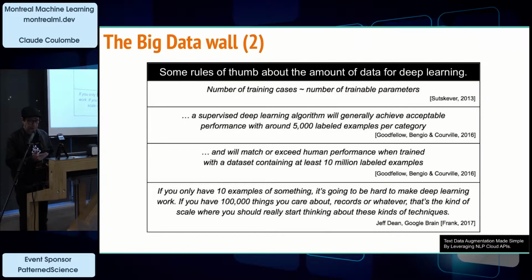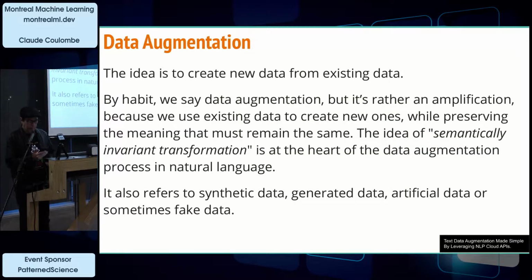To get across this big data wall, many solutions exist. The most popular one is transfer learning, but we still need a large amount of specific data to train for a specific task. That's where data augmentation can come to help. By habit, we say data augmentation, but it's rather data amplification, because we use existing data to create new ones while preserving the meaning of the sentence, of the text. So the idea of semantically invariant transformation is at the heart of data augmentation in natural language.